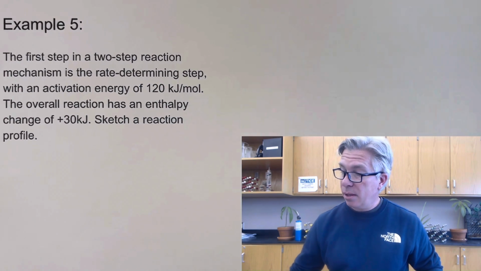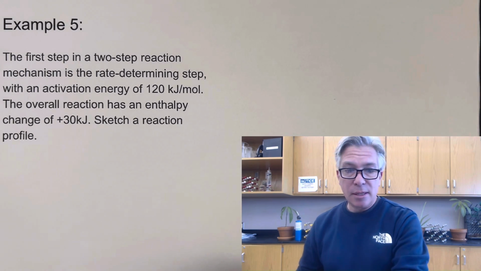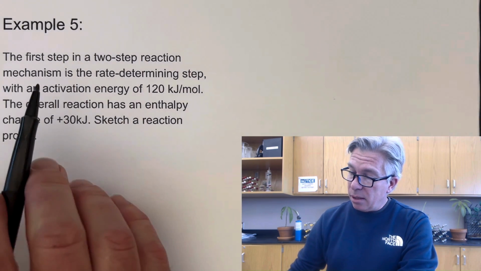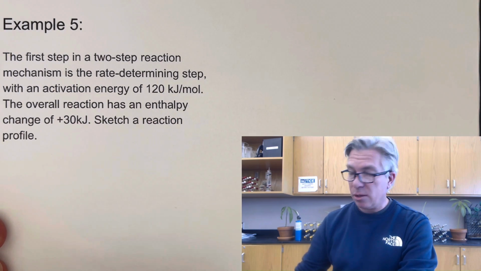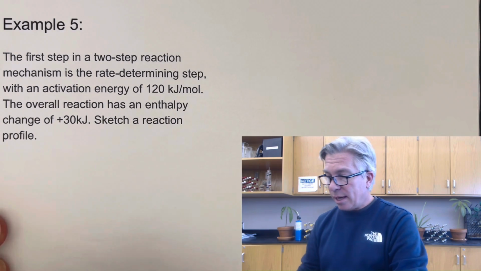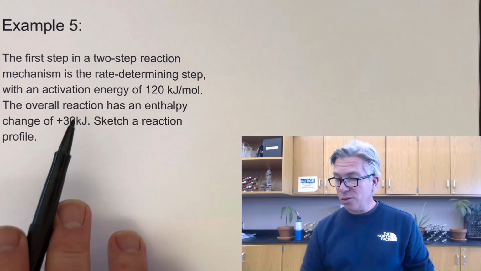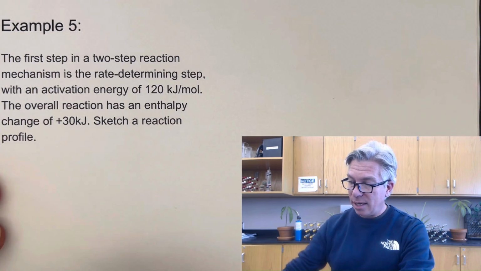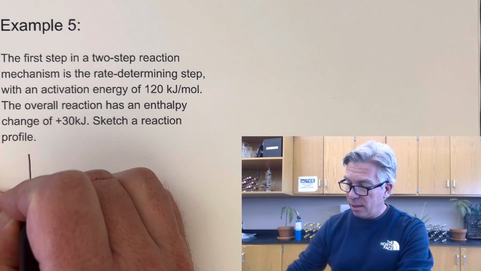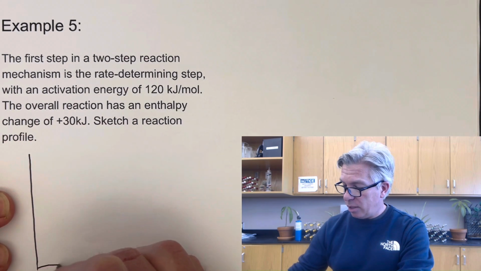All right, we're going to do one slightly fancier example before we wrap things up and talk about my reaction again. The first step in a two-step reaction mechanism is the rate determining step. Thank goodness they told me that. Great. With an activation energy of 120 kilojoules per mole. The overall reaction has an enthalpy change of plus 30. Let's sketch a reaction profile. So again, not really trying to be artistic here.